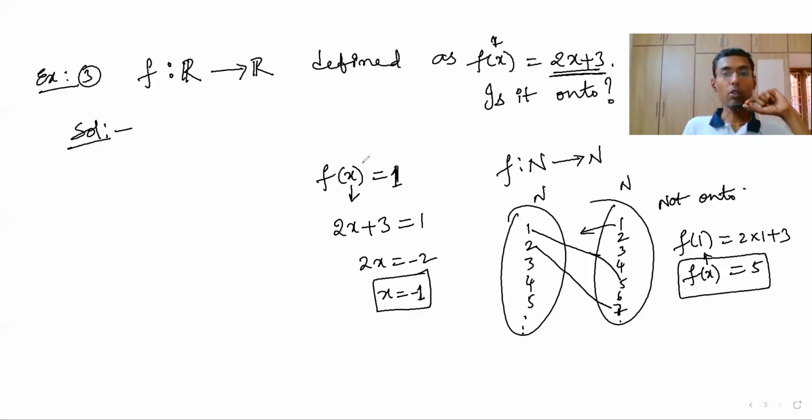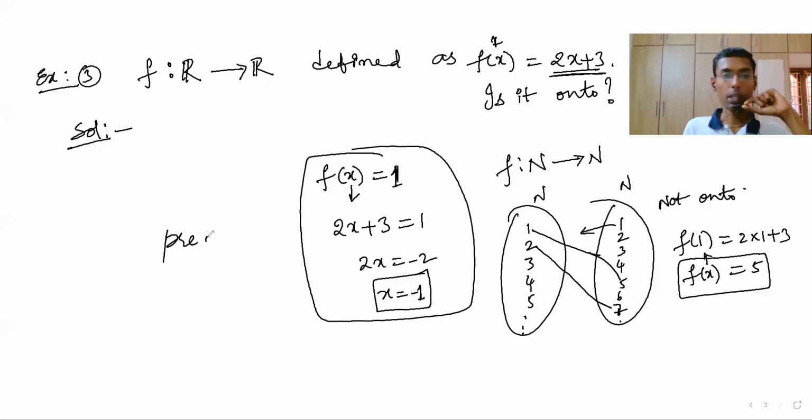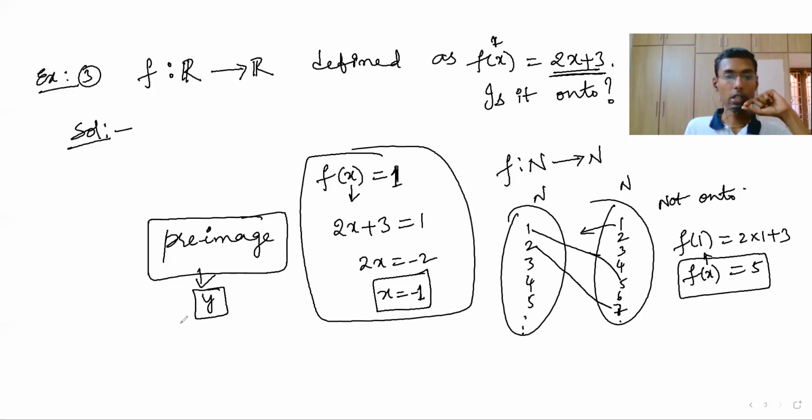You understand, this is how you have to find the pre-image. Is that okay? So now in general, how do you find a pre-image? I want the pre-image of y. So let's take x as the pre-image of y. The image of x is y, which means the pre-image of y is x.